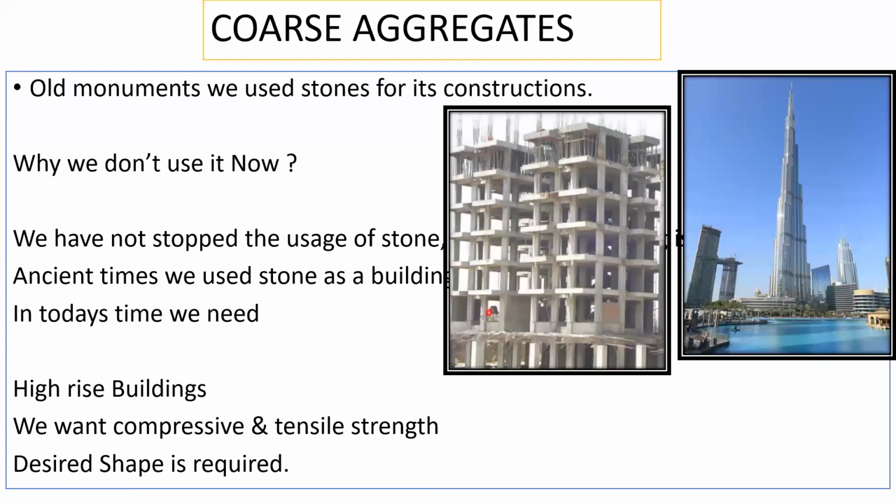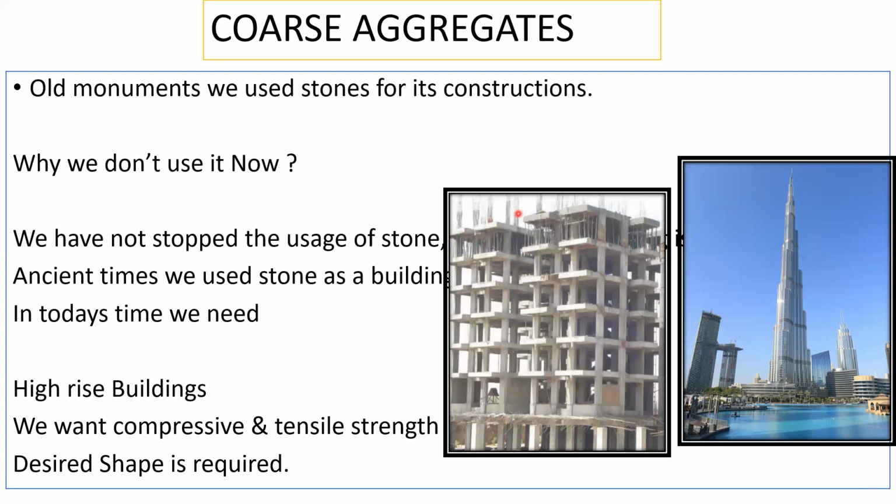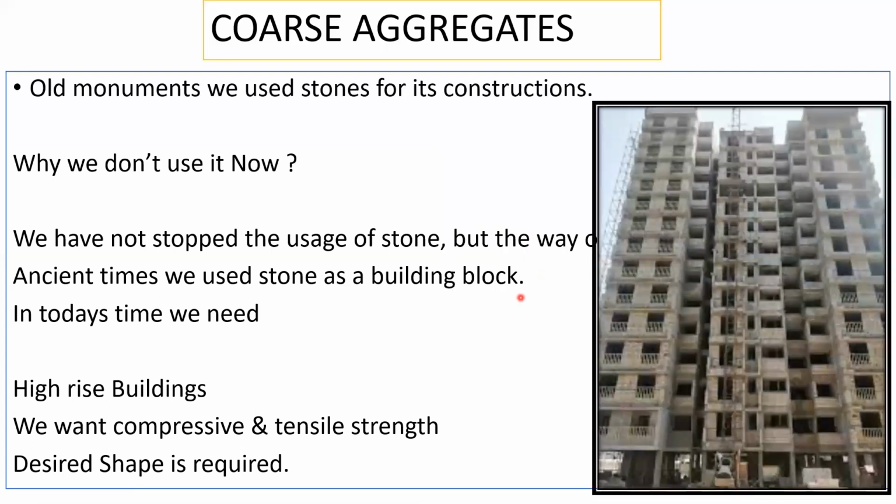So if you see here, today we have to put up a structure something like this. This is the Burj Khalifa. Then we want to put up certain high-rise buildings in this way. All these are RCC structures. You can see here the columns, the beams, the slabs, and very high-rise structures we want to put up. And the third thing is we want a desired shape. All these things are requirements in today's world. So with only stone, we cannot put up high-rise buildings in this way. Even if we put them up, they will not have tensile strength.